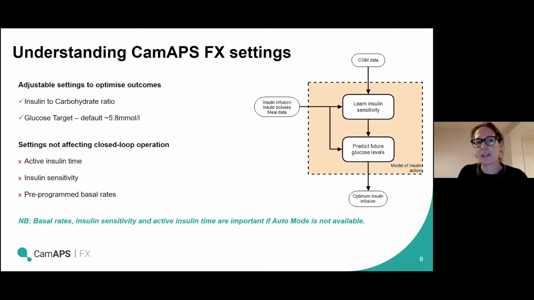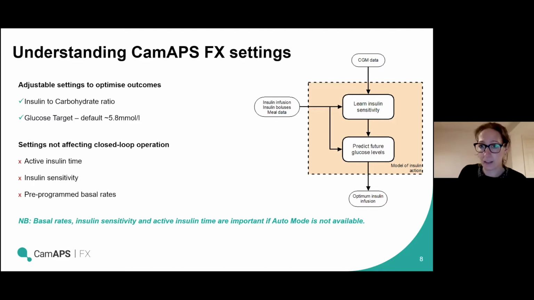So the settings which can be adjusted in this system to optimize outcomes are the insulin to carbohydrate ratio and the personal glucose target. And the default for this is set at 5.8 millimoles per litre. And for the vast majority of people, that's perfectly adequate and there's no reason to change it. And we'll come through some of the circumstances where you might think about adjusting that.